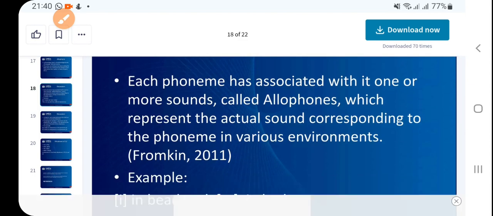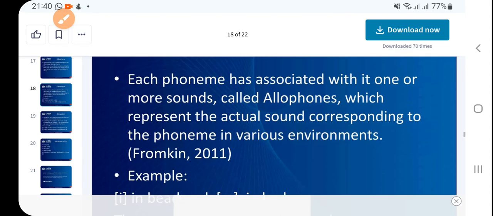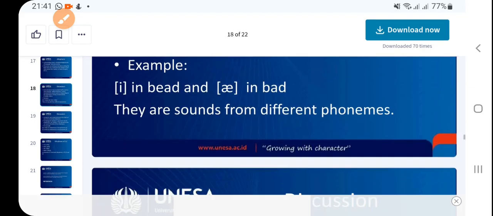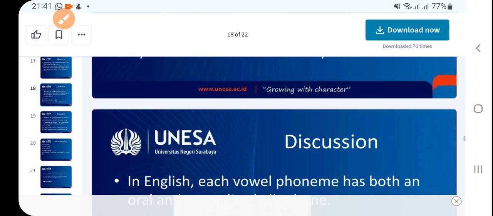Each phoneme has associated with it one or more sounds called allophones, which represent the actual sound corresponding to the phoneme in various environments. For example, bead and bad, right? Here in bead, that's the sound e, and then a in bad. These are sounds from different phonemes.